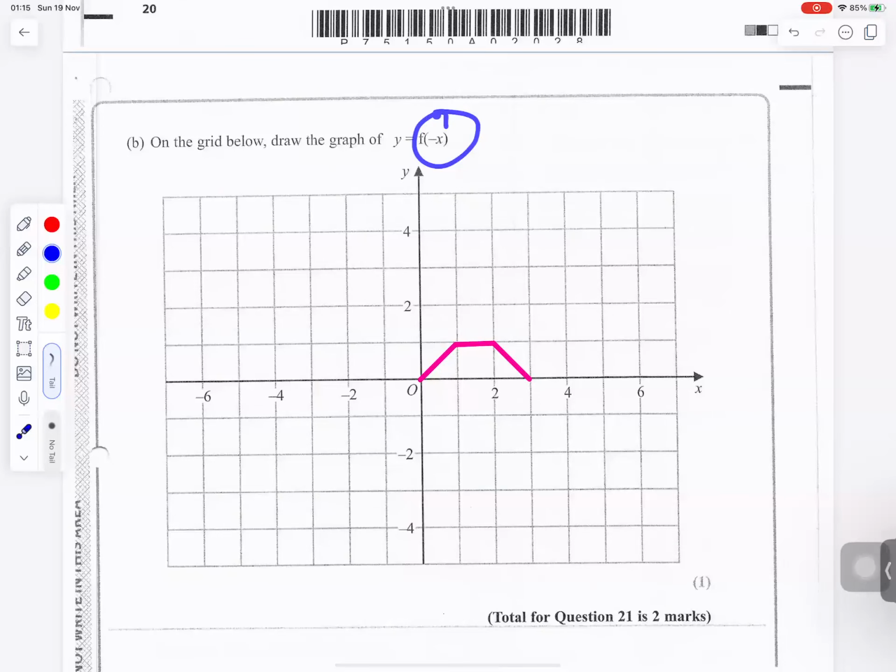F of minus x means whatever was on this left side goes to the right. Because now it's a reflection in the y-axis. That's the y-axis. So it's a reflection in the y-axis. It goes to the right.